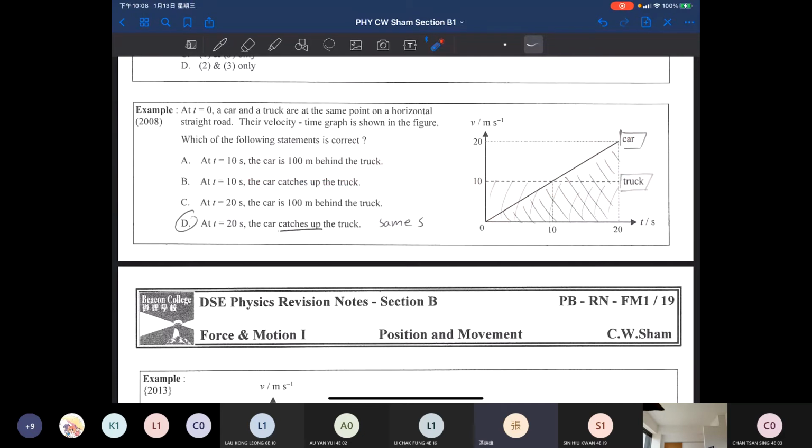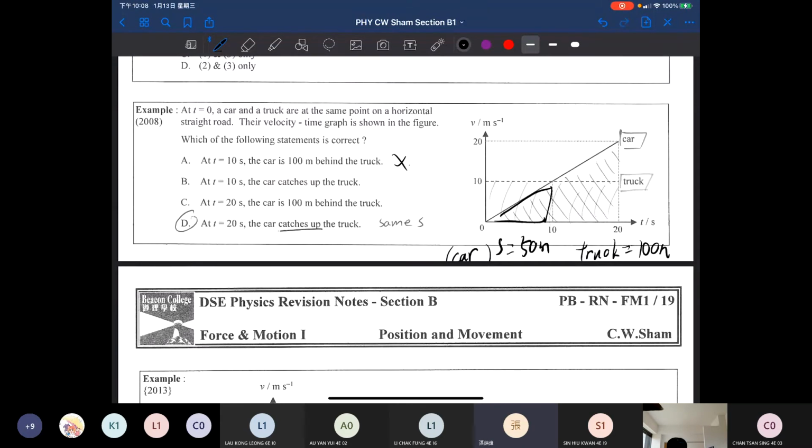100 meters behind the truck. Okay, so that means we have to find out the displacement they have. For the truck, it is 10 times 10 over 2, so it is 50 meters. For the car, and for the truck, it would be 100 meters. So this is not correct.